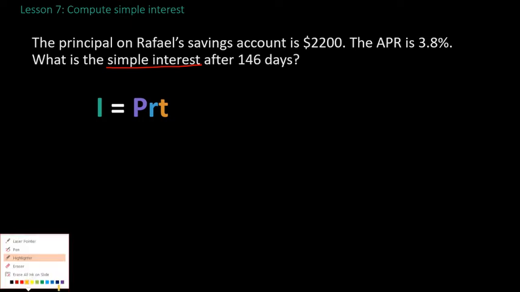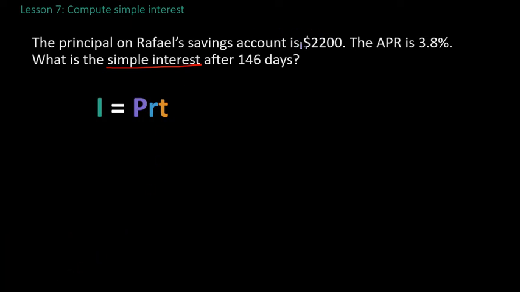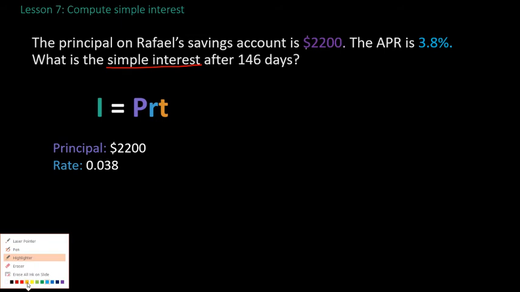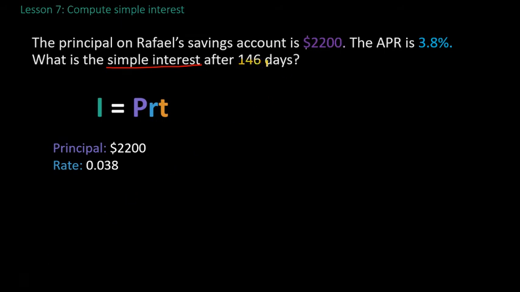So first, what is my principal? Well, it's $2,200. What's my rate? Well, it's 3.8%, but of course, I'm going to convert that to a decimal of 0.038. And then my time, of course, we know is the trickier one. It says 146 days. So how am I going to convert this into a year?